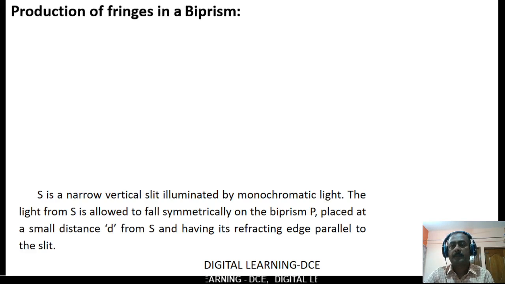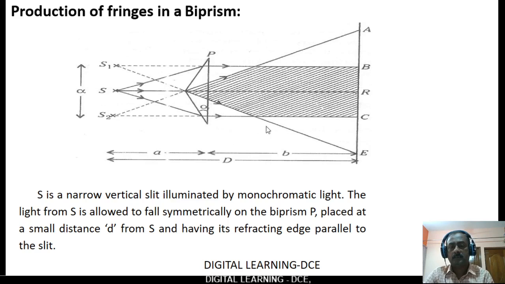Let us see the production of fringes in a biprism, how the fringes are formed. See here, this is the experimental setup. This one is the biprism. S1 and S2 are the virtual sources of the source S, and they act as coherent sources. S is a narrow vertical slit which is illuminated by monochromatic light.